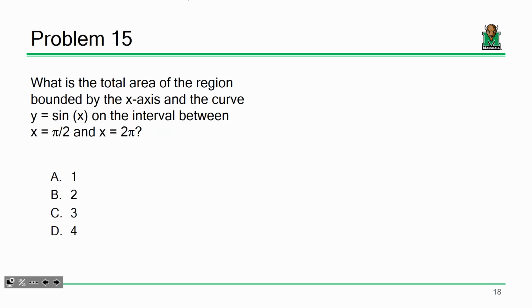Okay, that's a little extreme. Okay, what is the total area of the region bounded by the x-axis and the curve y equals sine of x on the interval between x equals negative pi over 2 and x equals 2 pi? Exactly. Draw a picture. I have to do better than that.